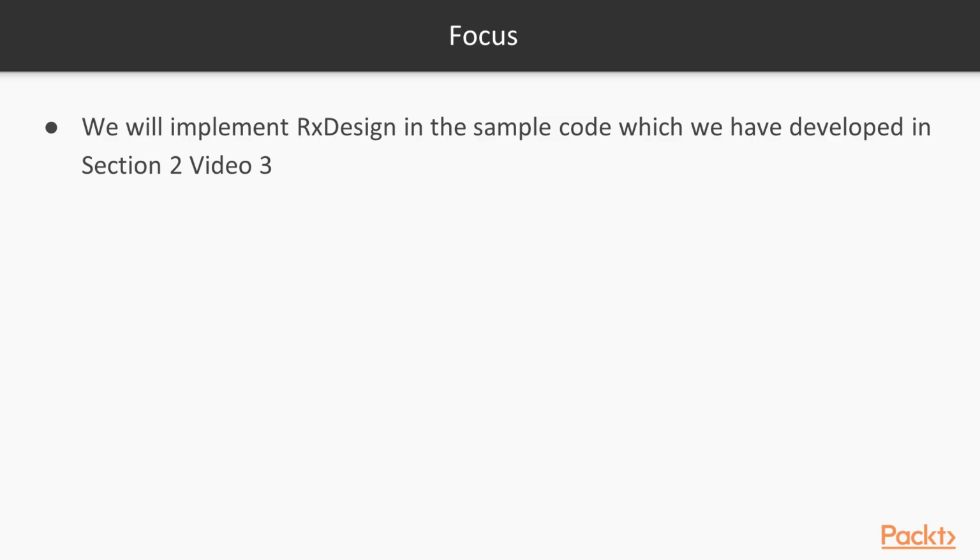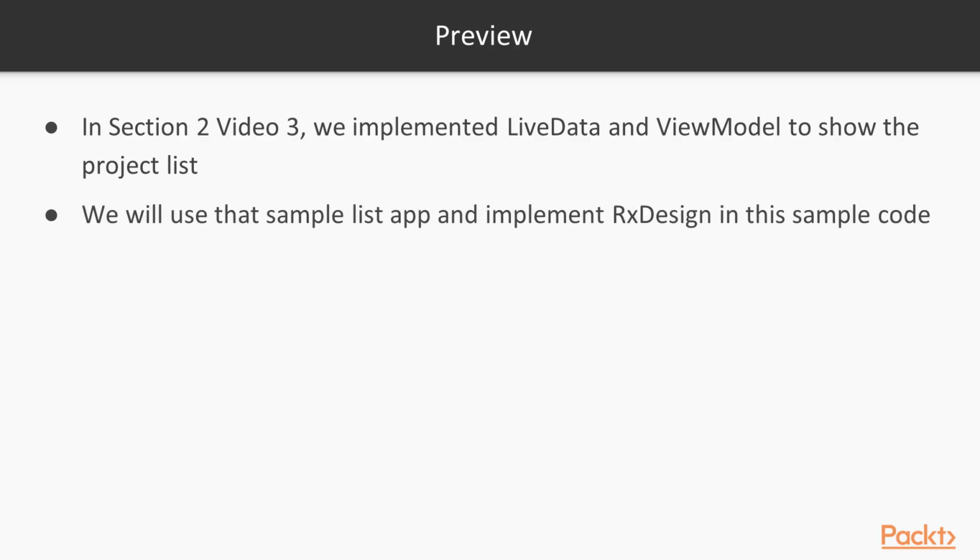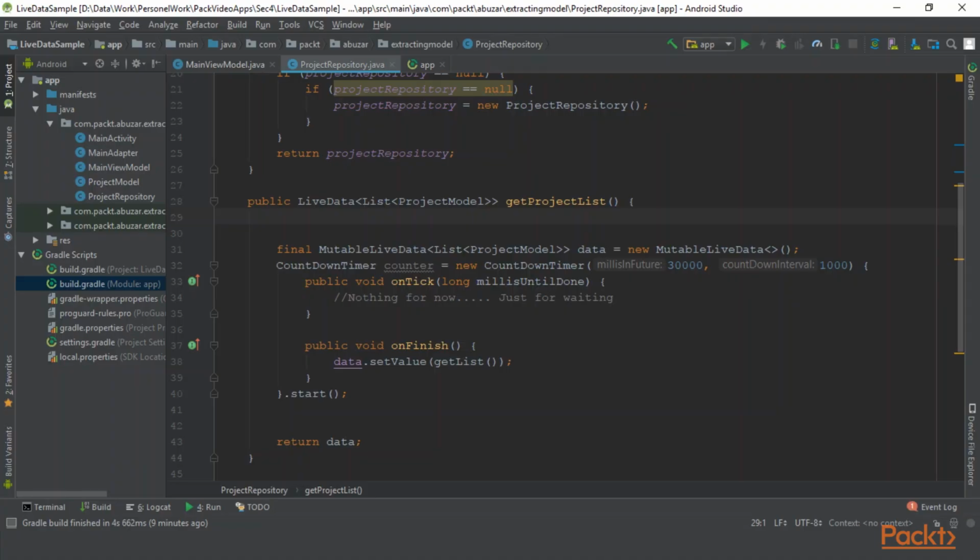In this video, our focus will be implementing the RX design in our sample project, which we developed in section 2, video 3. In section 2, video 3, we implemented the live data and view model to show the project listing. In this example, we will add RX design patterns, and we will also implement a sophisticated design pattern so that we don't need to write more boilerplate code. So let's start with our practical implementation.